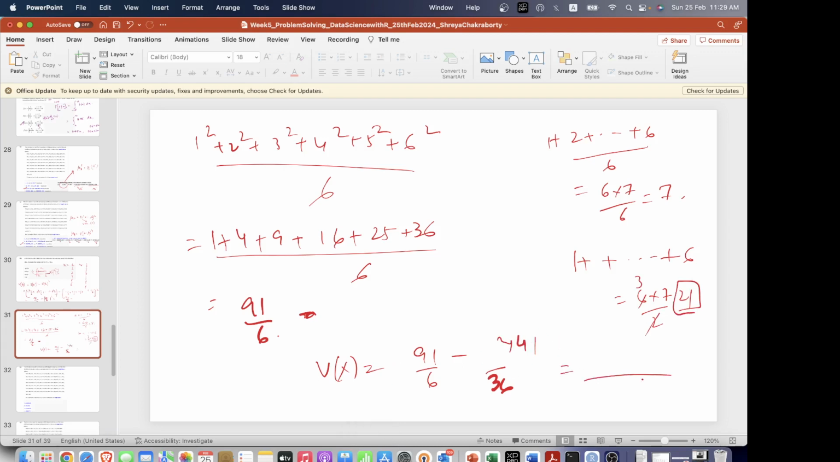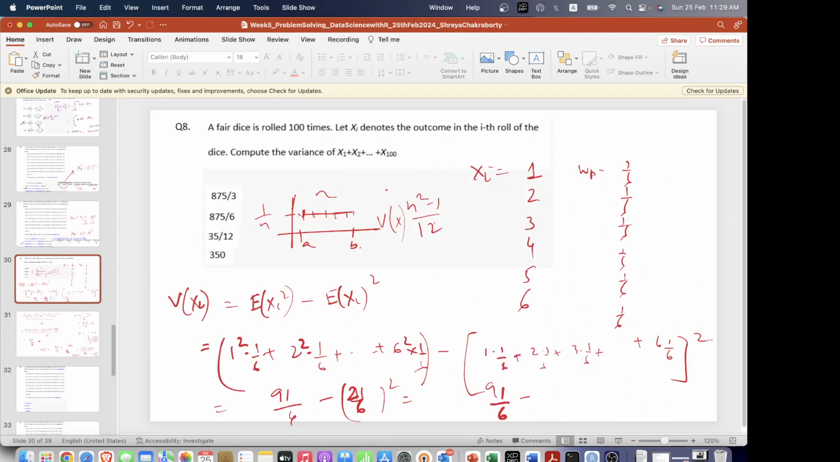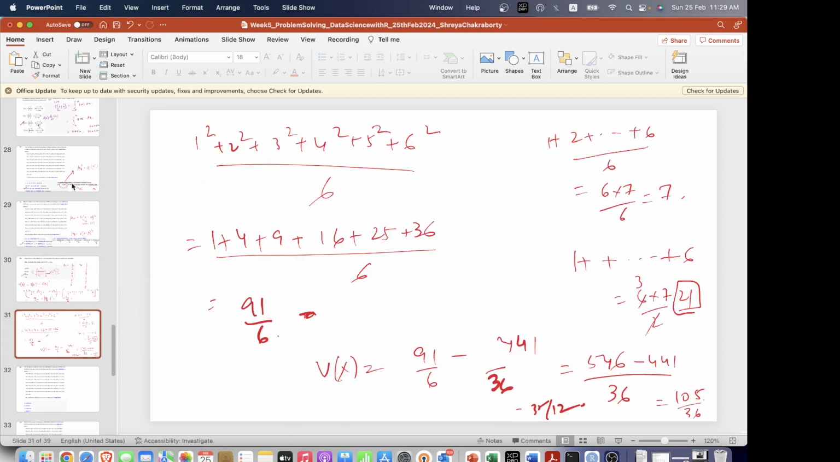Okay. So how much does this come to? 9 into 6, 6 nines are 54, 546 minus 441 would be 105 by 36. That would translate to 35 by 12. So it's matching, 35 by 12. Alright.